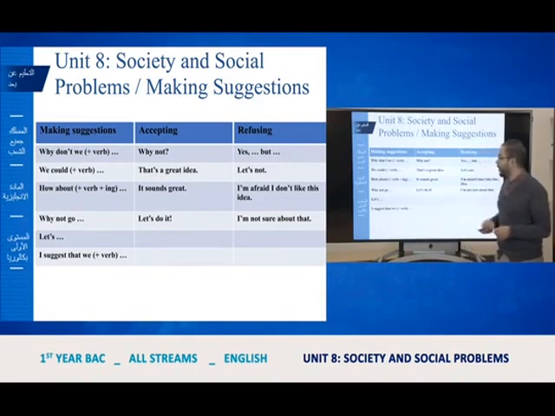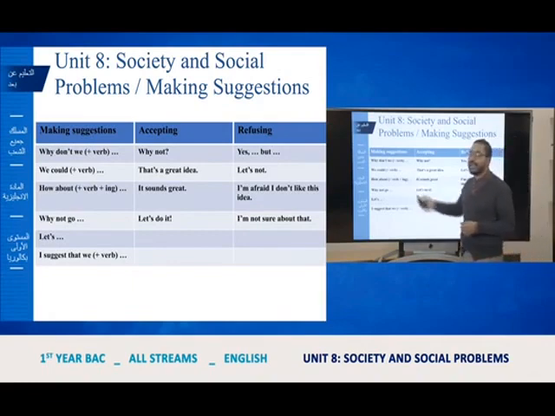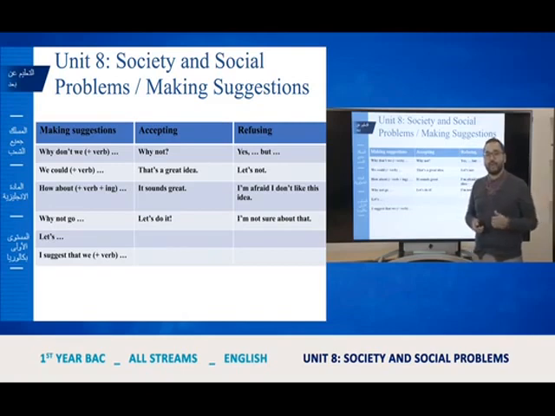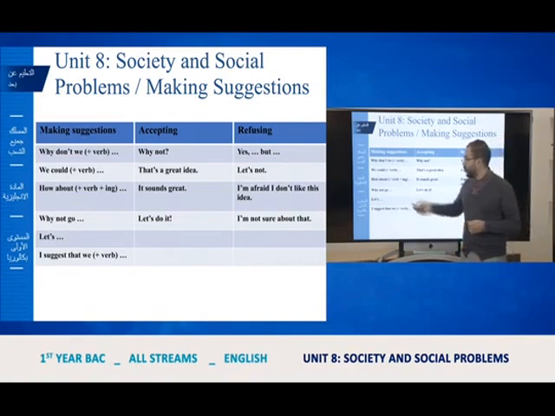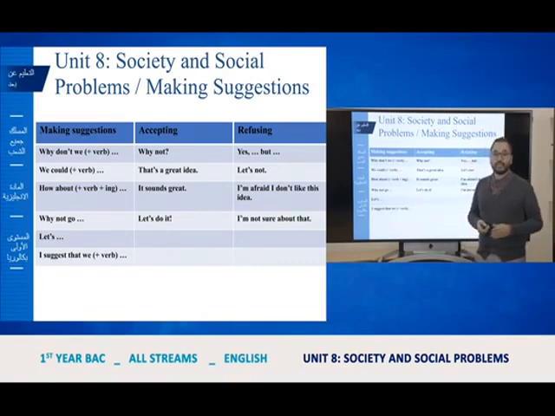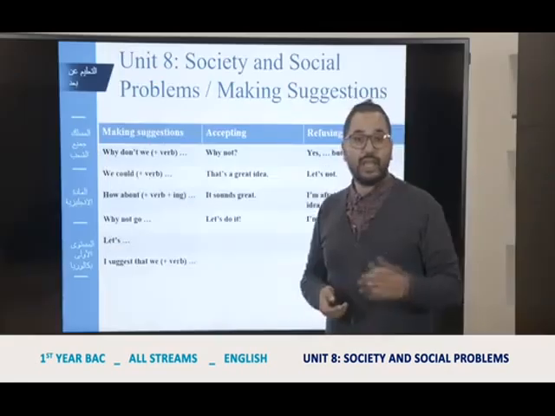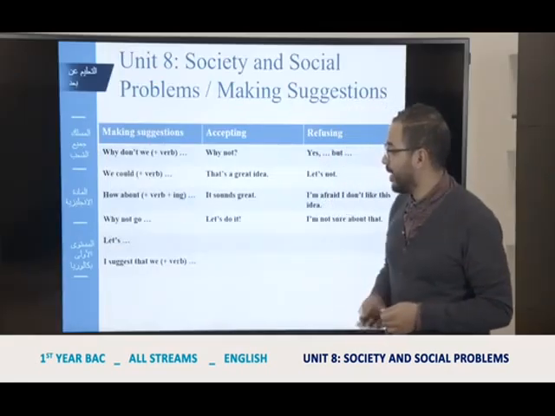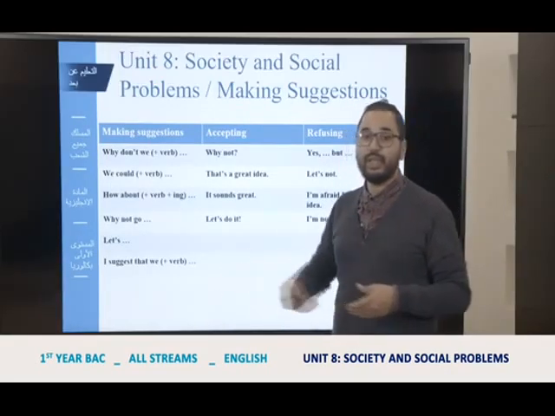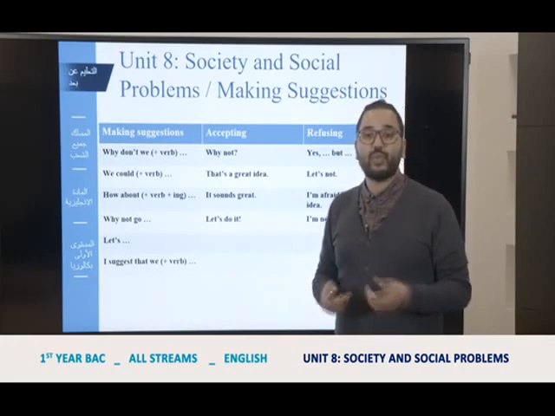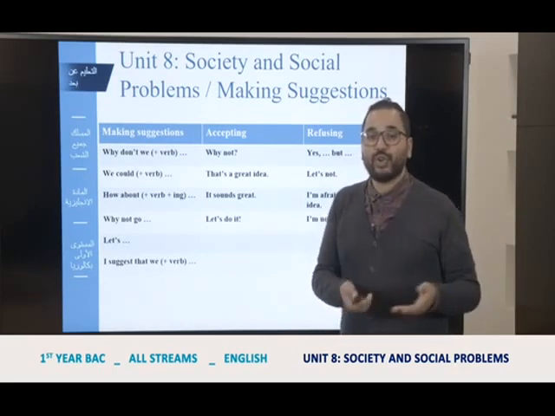Or how about, but this time it's plus verb plus ing. For example, you can say, how about playing? Or how about going? Or how about watching? Another one is why not go, for example, to the movies, or why not play soccer, or why not watch a movie. Let's plus verb: let's go, let's play, let's watch, let's dance. And I suggest that we plus verb, like I suggest that we play or we watch or we go.